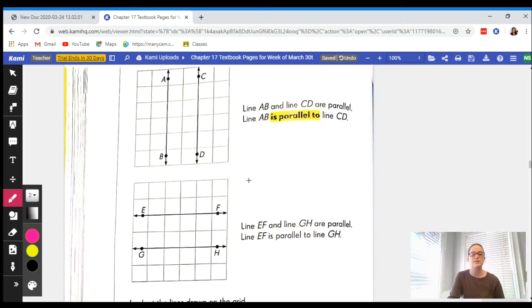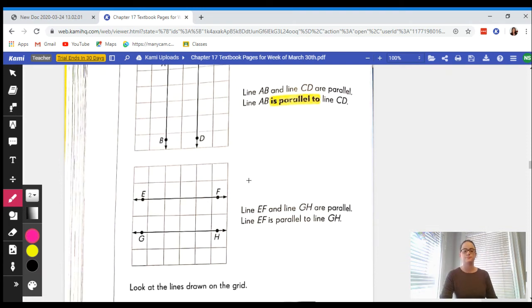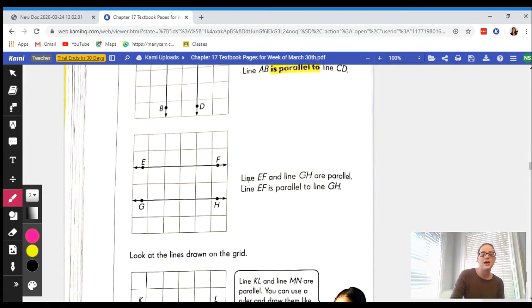Moving on to page 286, you'll notice that line AB and line CD are parallel. Parallel lines can be vertical, like this. They can be horizontal, like this. They can even be diagonal, like this, just as long as they go on forever and they would never meet as far as they go. So they do not intersect. They are lines that are not intersecting. Line EF and GH are also parallel. So we would say line EF and line GH are parallel.